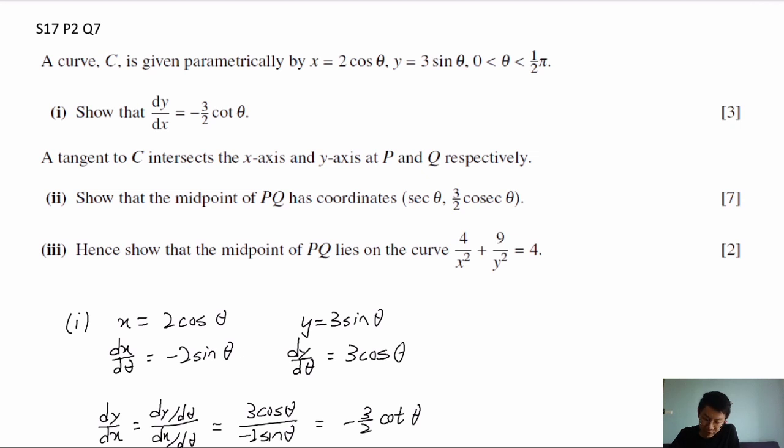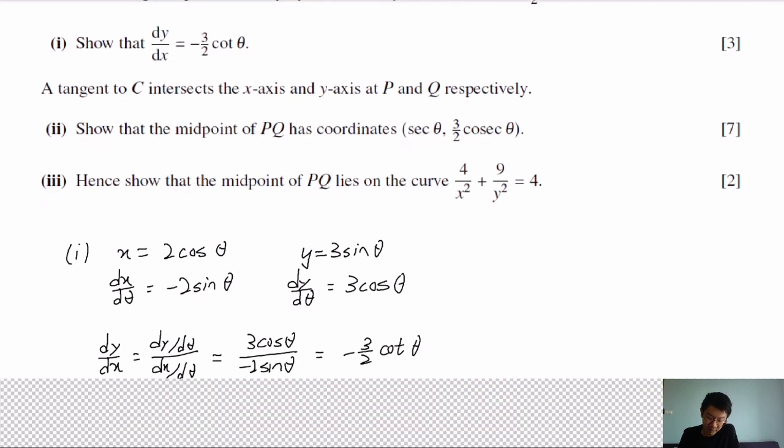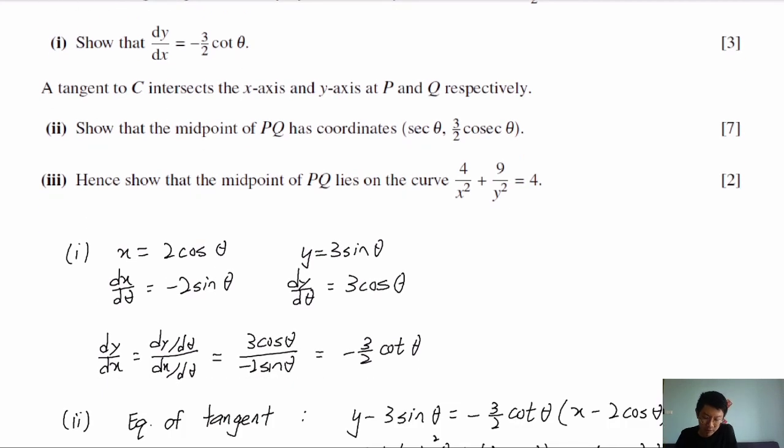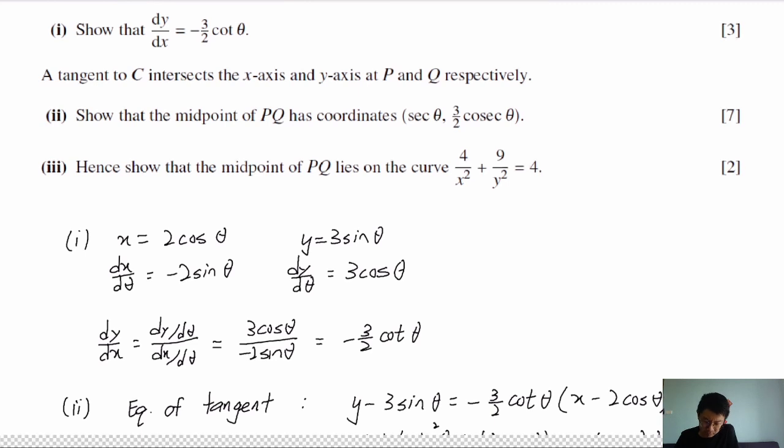Next, we look at the question where this curve C is given parametrically by this x and y, and show that dy/dx is equal to 3/2 cot theta. This is not a difficult thing to do, because dy/dx is just dy/d theta over dx/d theta. So I think we all should be able to prove this.